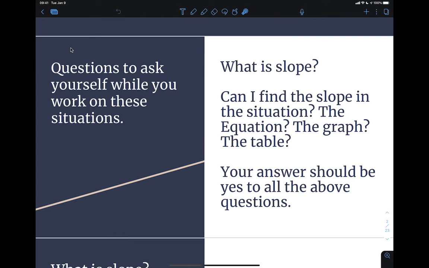Can I find the slope in the situation? What about can I find the slope in the equation? Can I find the slope in the graph? Can I find the slope in the table? By the end of the day, we're hoping your answer is yes to all of these questions.